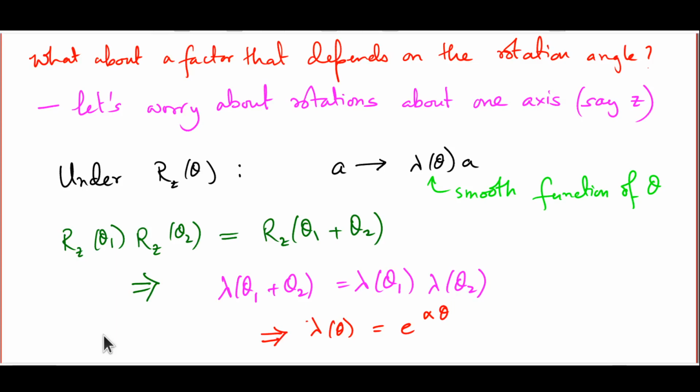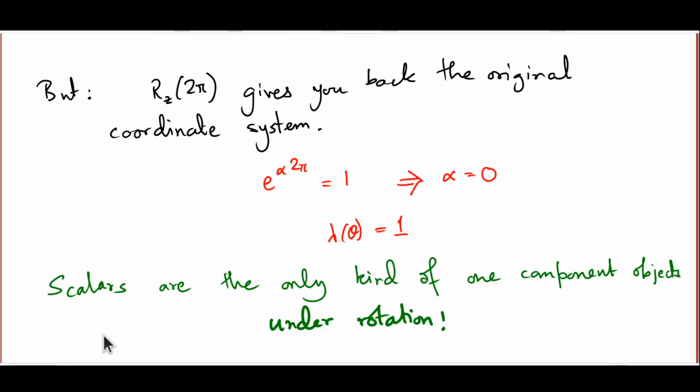So as long as we stick to rotations around one axis, it seems that it is possible to find a single component object whose number changes when you rotate. The change here would mean multiply by a factor which is given by e to the power alpha theta for a fixed alpha. There is a catch though. If you rotate about the z-axis through an angle 2 pi, 360 degrees, what you get back is your original coordinate system. And that implies that you have to go back to whatever original value your number had.